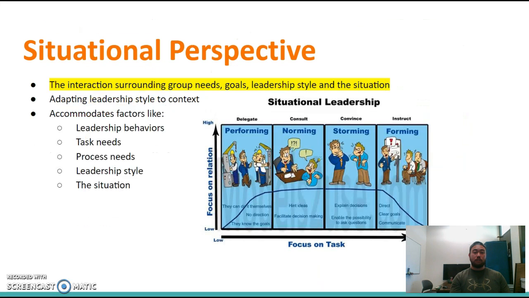The situational perspective. So the situational perspective takes a look at the interaction that are surrounding group needs, goals, leadership style, and the situation itself. It's basically just adapting your leadership style to the context of the situation, which I think is a great perspective because it accommodates factors such as leadership behaviors, task needs, process needs, your leadership style, and the overall situation.